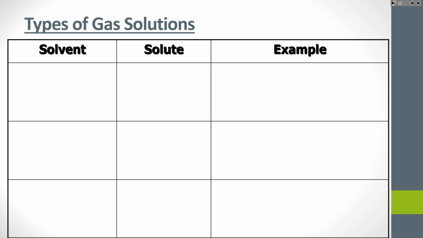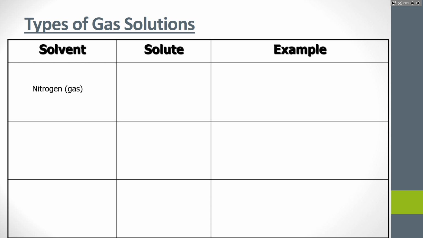So believe it or not, solutions don't have to be in liquid form. We can have gas solutions, liquid solutions, and solid solutions. There are actually nine different types of solutions that are possible. You could dissolve solid, liquid, and gas into a gas. You can dissolve solid, liquid, gas into a liquid. You can also dissolve solid, liquid, gas into a solid. So that's what we're going to look at.